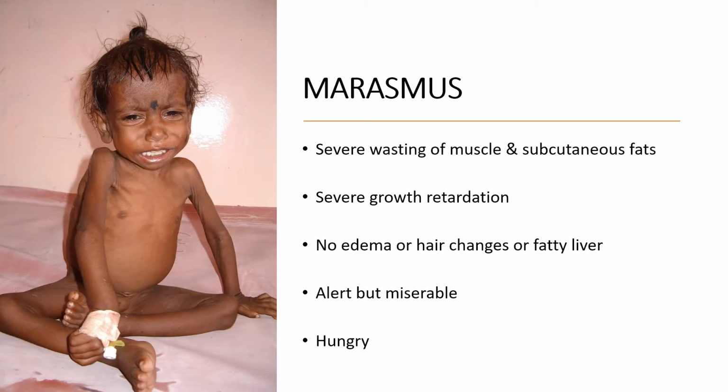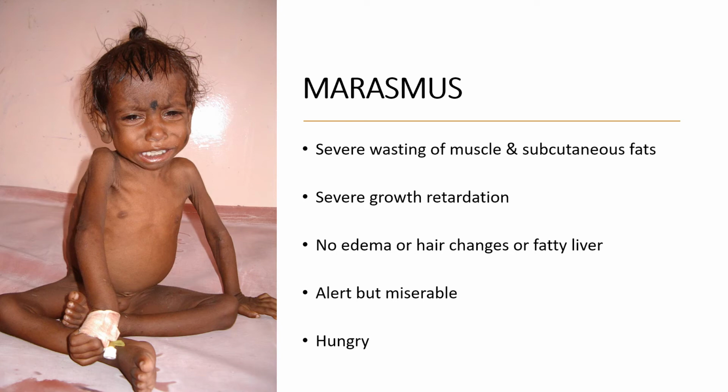So that was about the classification of PEM. Now moving on to some of the features, that is clinical features of marasmus and kwashiorkor, which are the two severe forms of malnutrition, protein energy malnutrition.